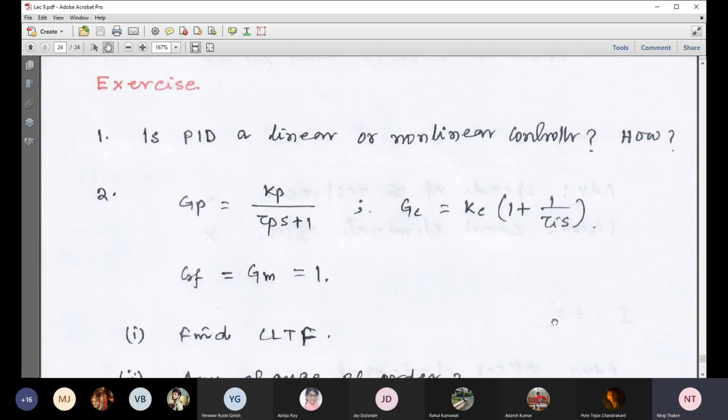If you have any question, you can ask me. So this chapter we finished. If you have any question or doubt, you can ask me. Otherwise, we'll go to the next chapter. You note down this exercise problem.